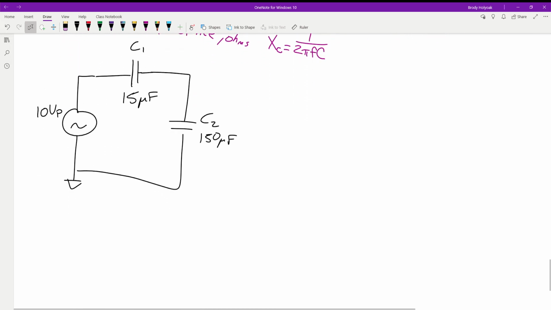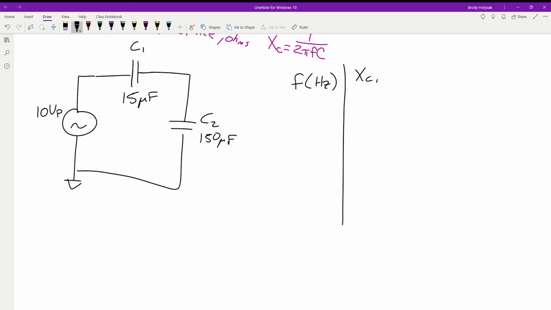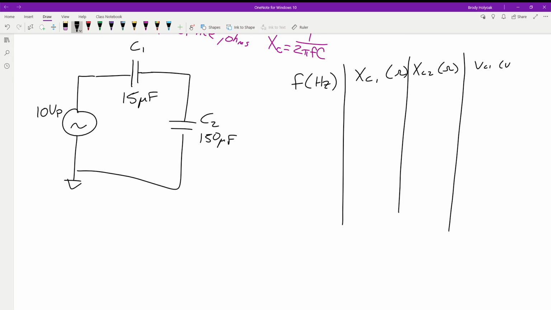With our circuit, we're going to build a chart for our data. Our frequency is going to be in hertz. We want to measure or calculate the XC1 in ohms, the reactance of capacitor 1, and the reactance of capacitor 2, also in ohms. We want to get the voltage of capacitor 1 in volts and the voltage of capacitor 2, also in volts.